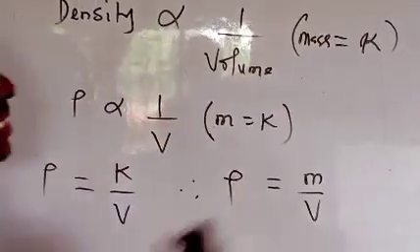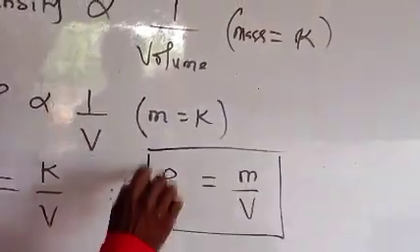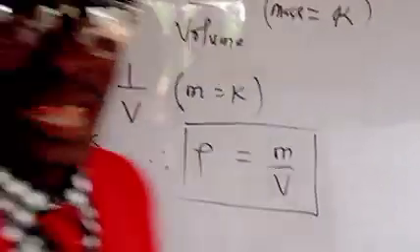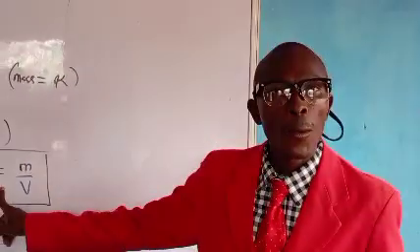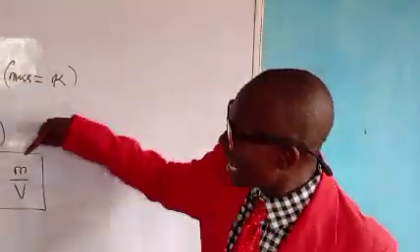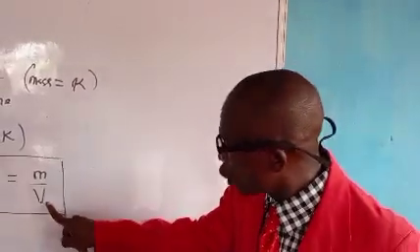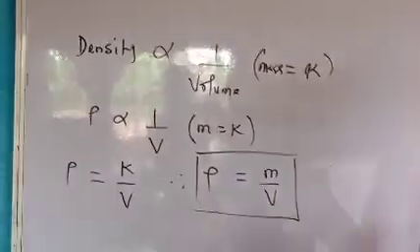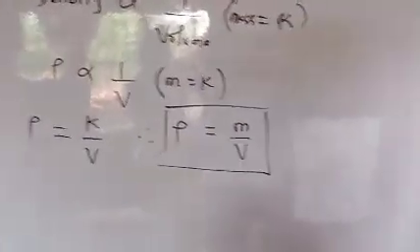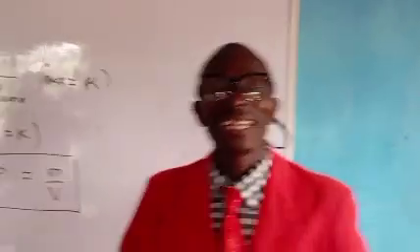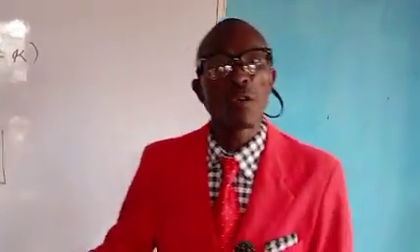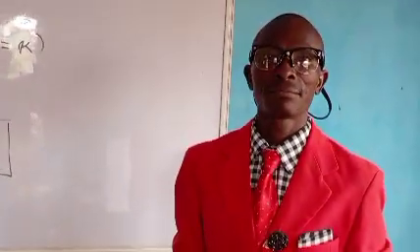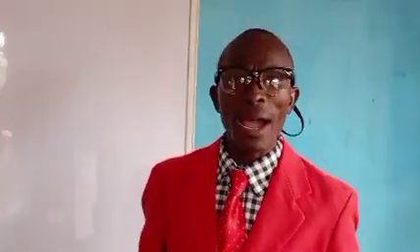Now, from this equation, we can define density as the mass per unit volume. So if somebody asks you, what is density? We now say that density of a substance is the mass per unit volume of the substance.